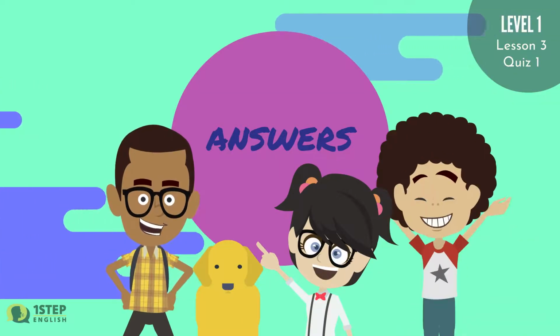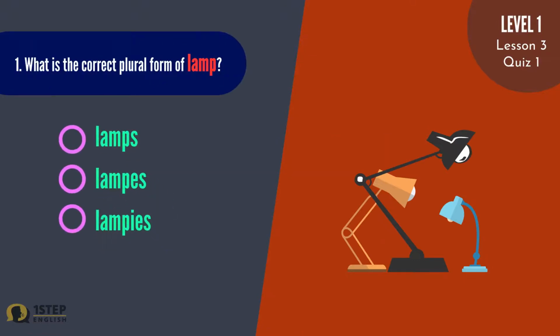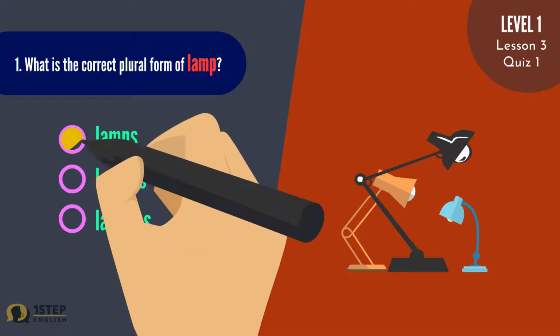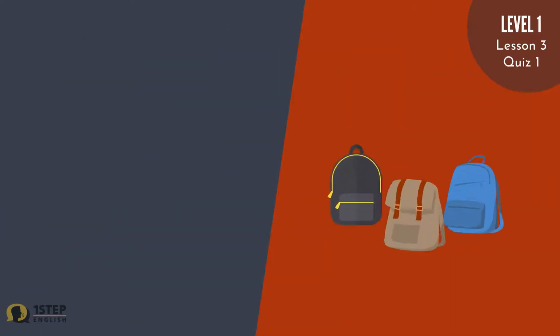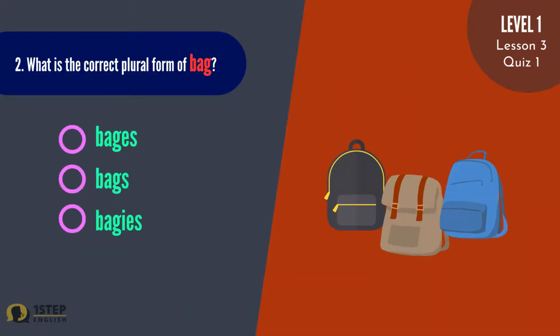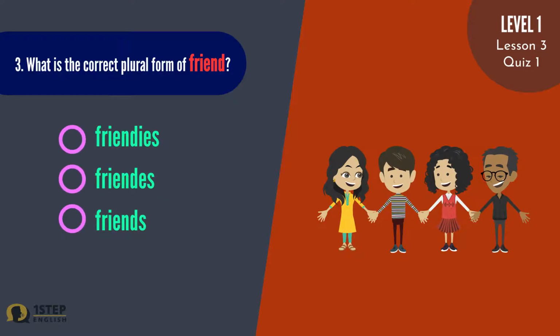Here are the answers. Number 1. What is the correct plural form of lamp? Lamps. Number 2. What is the correct plural form of bag? Bags. Number 3. What is the correct plural form of friend? Friends.